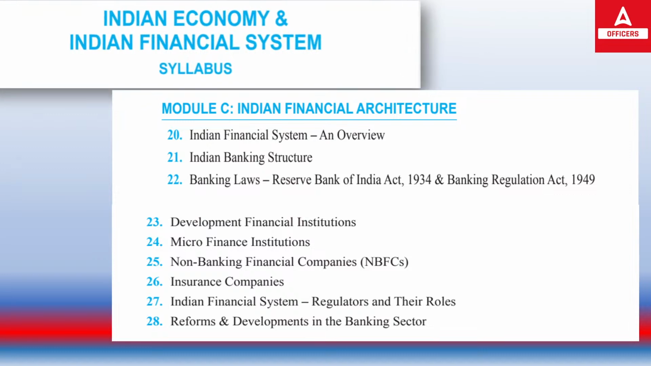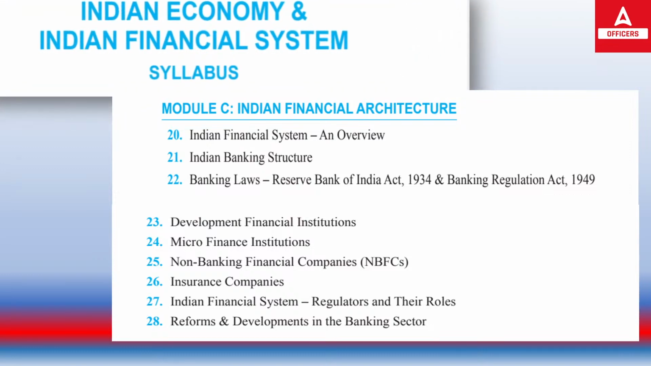So we have started here in the crash course series Indian Economy and Indian Financial System, module number C. Module C talks about the Indian financial architecture. As you can see, there are a total of 9 units in module C, and we have discussed all of them. Today will be the last unit that we have to discuss, that's the reforms and development in the banking sector.